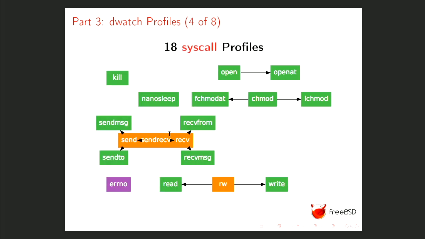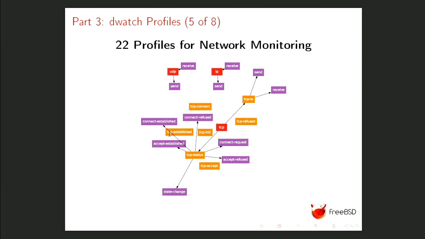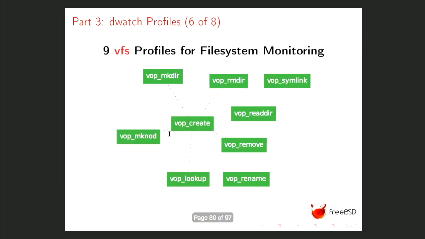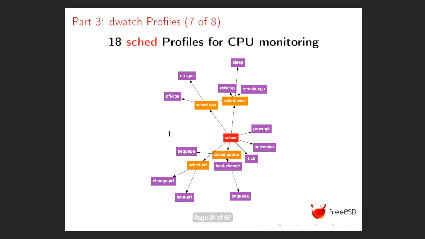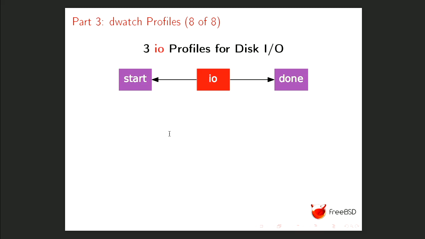I have 18 profiles for watching syscalls. I have 22 for watching networking, which covers IP, UDP, and TCP. I have 9 for watching the VFS layer. I have 18 for watching the CPU scheduler. I really wanted to spend a lot of time on those because people have been saying that FreeBSD's scheduler needs some improvements. I'm like, all right, let me give you some observability. Let's test those theories of yours. I have three profiles for disk I/O.